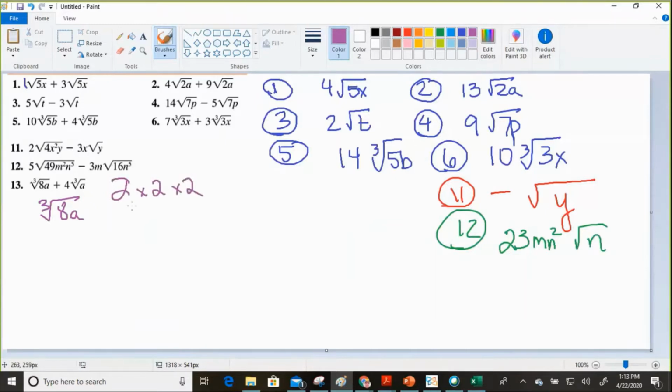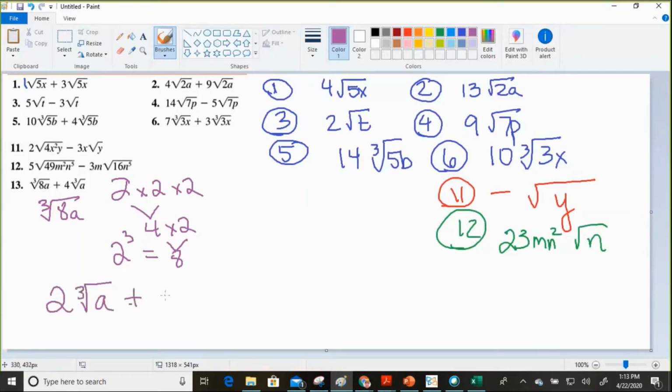A lot of people forget this one. And you will see that, yes, it's 8. So 2 cubed is equal to 8. So the cube root of 8 is 2. Don't forget I still have that a that was there. And, yep, that was cube root.